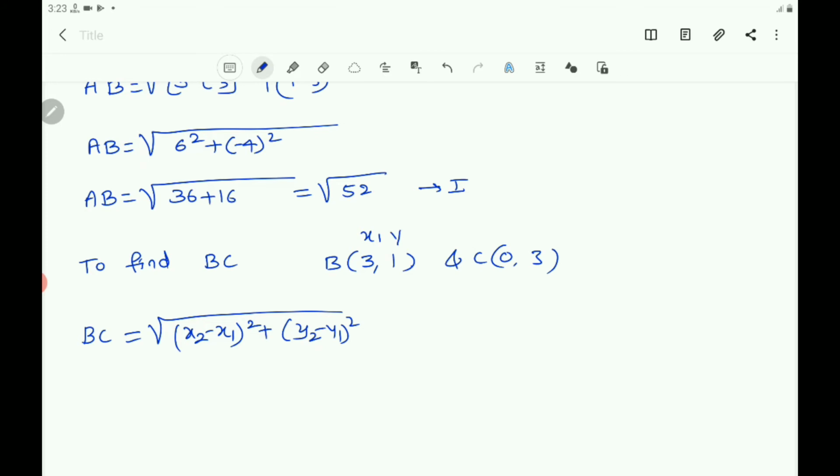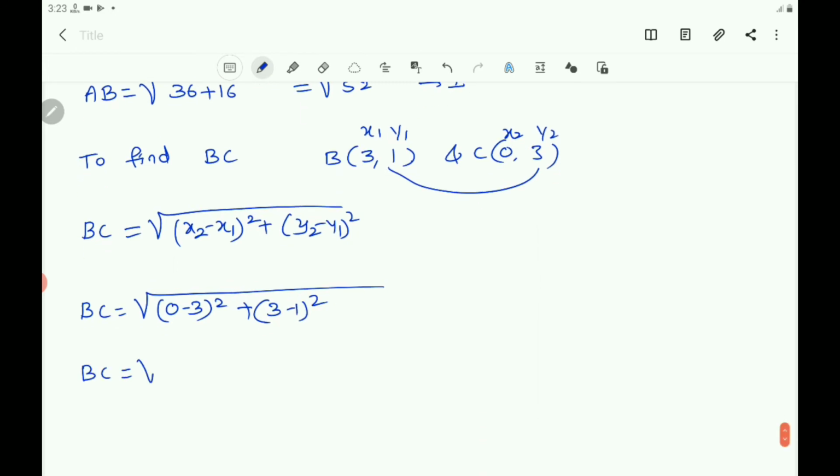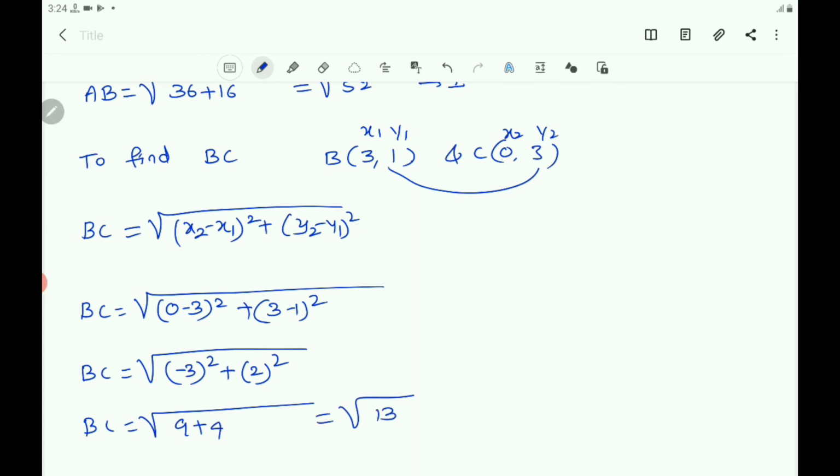Then these are the points x1, y1, x2, y2. Then BC equals square root of x2 is 0 minus 3 whole square plus y2 is 3 minus 1 whole square. Then BC equals square root of minus 3 whole square plus 3 minus 1 is 2 square. Then BC equals square root of 9 plus 4 equals square root of 13. That is the second side BC. Consider that is the second.